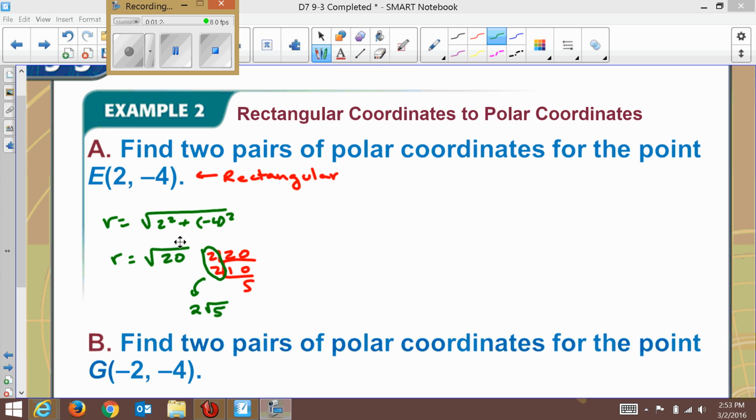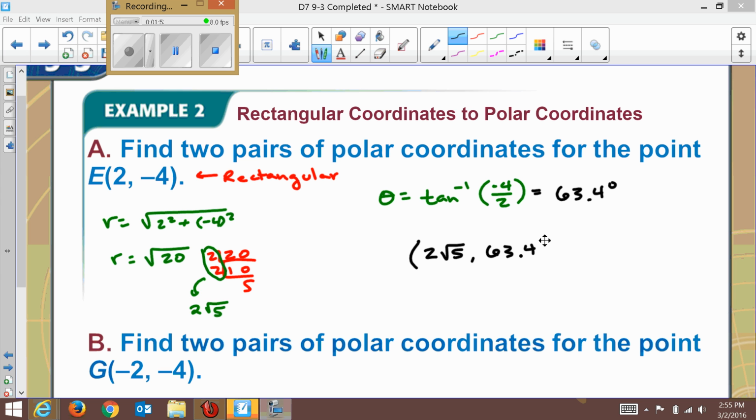That's my r. Now to find the angle, I'm just going to say that the theta equals inverse of tangent of y over x. Y is -4, and 2 is my x. Type in the calculator and I get a value of 63.4 degrees. So my answer in polar form would be 2 square roots of 5 for my hypotenuse, or radius, 63.4 degrees. Now, this is in the fourth quadrant, which technically means this is negative both these angles. And that would be on location.